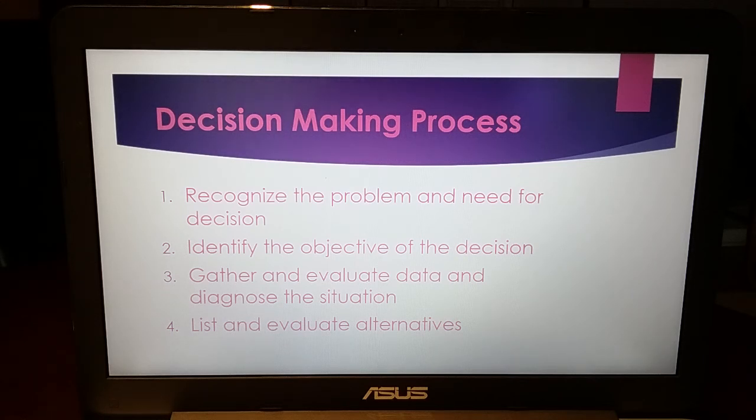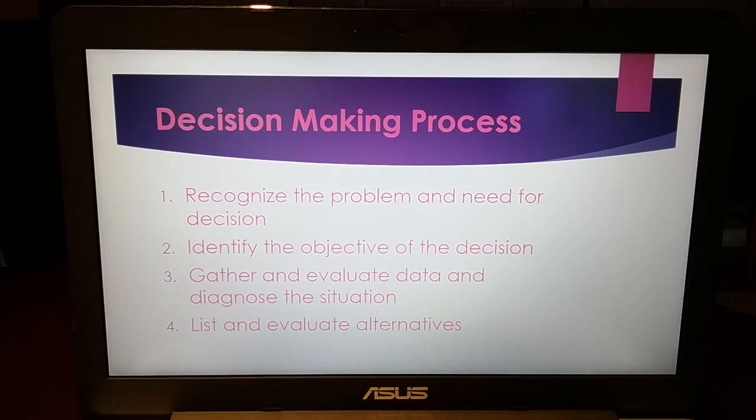So let's just take, for example, something that some of you are facing right now, that you're graduating. Say you're graduating in June, and you realize the problem is that once June's over, you're not sure what you're going to do. That's the problem. What's going to happen? So the objective of the decision is to do something worthwhile with your life that will make you happy, and there are a variety of different ways you can go about that.